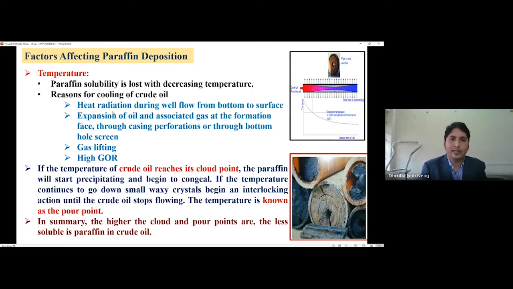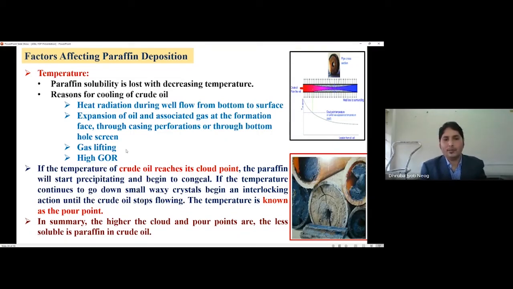So paraffin deposition is a matter of the cooling effect developed inside the reservoir and inside the well system. Heat radiation during oil flow from bottom to surface of the tubing is one of the causes of paraffin deposition, and also when the fluids flow from the reservoir to the well, expansion of oil and associated gases takes place, and it becomes a cause of temperature loss, and paraffin deposition may take place.